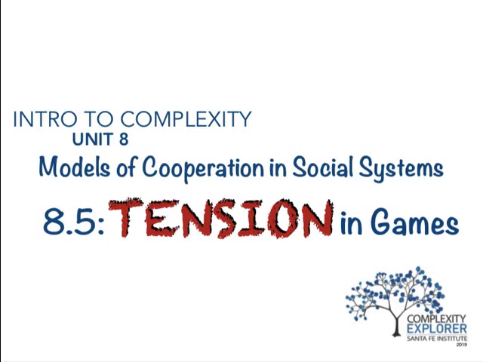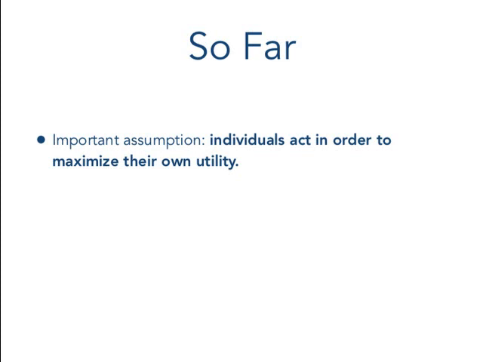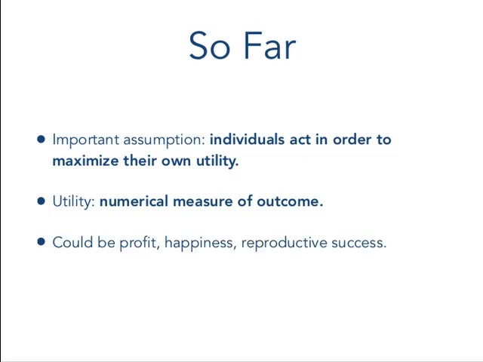So we're going to explore what I mean by tension in games by looking at the tension between individual level and group level incentives in the prisoner's dilemma. Some brief highlights of the unit so far. We talked about an important assumption in game theory being that individuals act in order to maximize their own utility. And utility, remember, is this numerical measure of the outcome of a game, which could be profit, happiness, reproductive success. We saw all of this earlier in the unit.